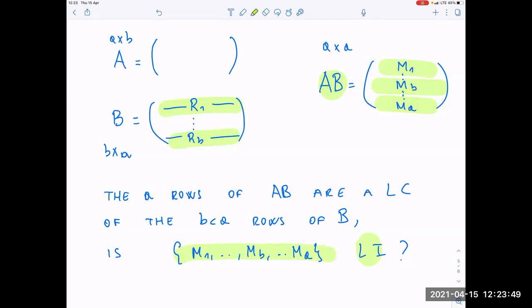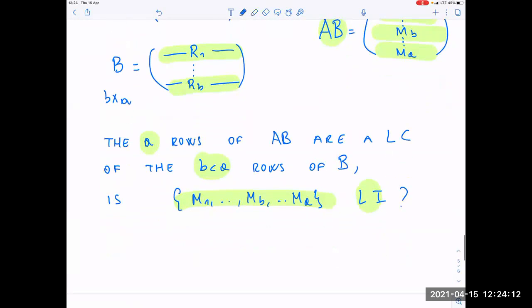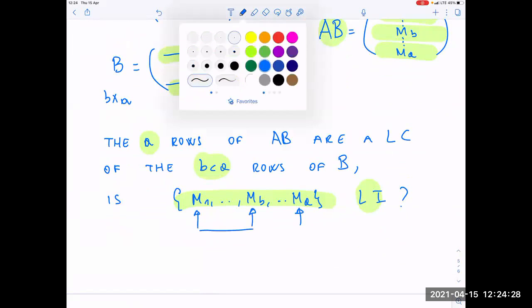Jean Herrera says, no, they are not. And this is what I try to suggest to you by showing you this. But why are they not linearly independent? Well, because row MA, for example, is going to be a linear combination of these B rows. So it's going to be a linear combination of the previous rows. So the fact is that the answer here is no.